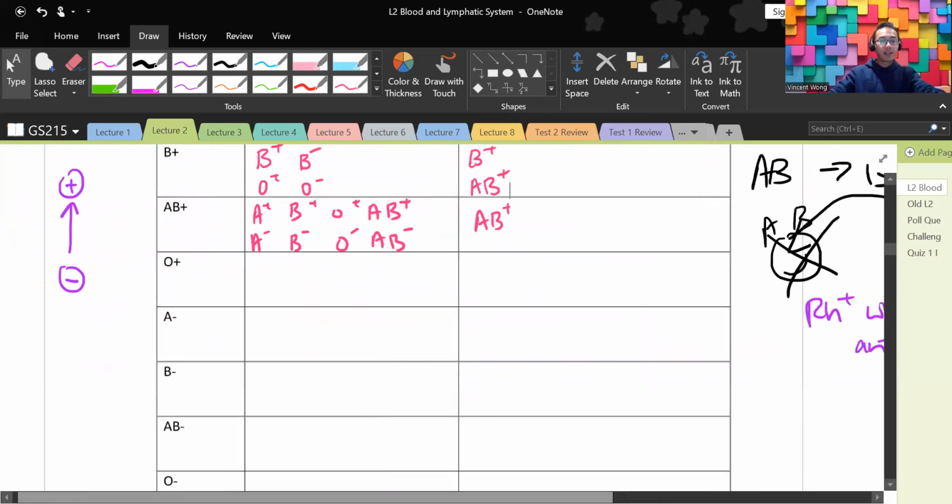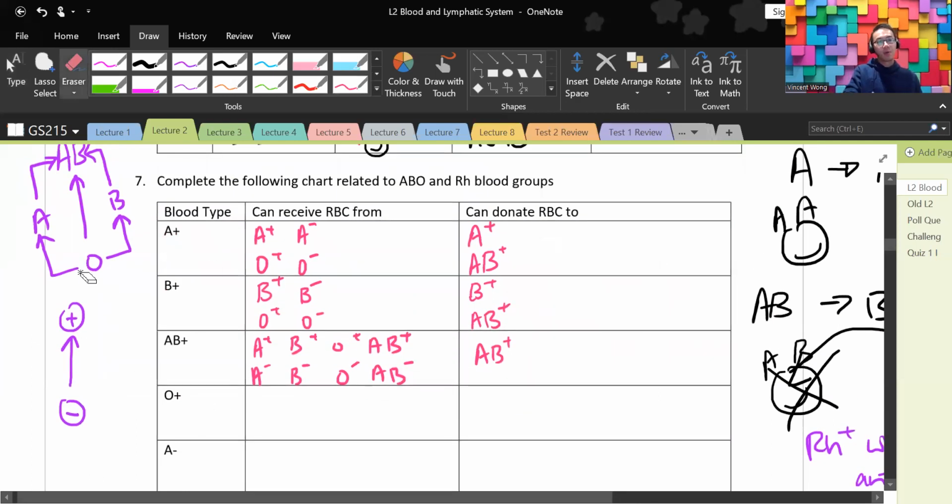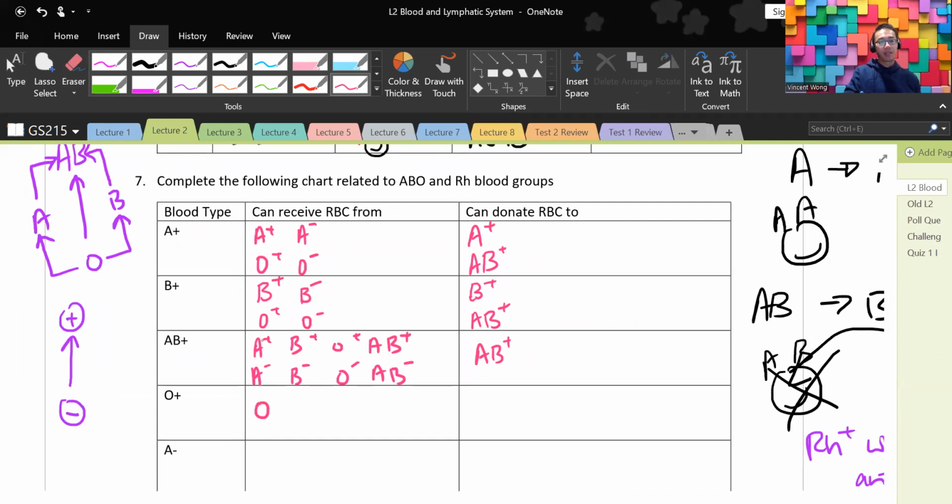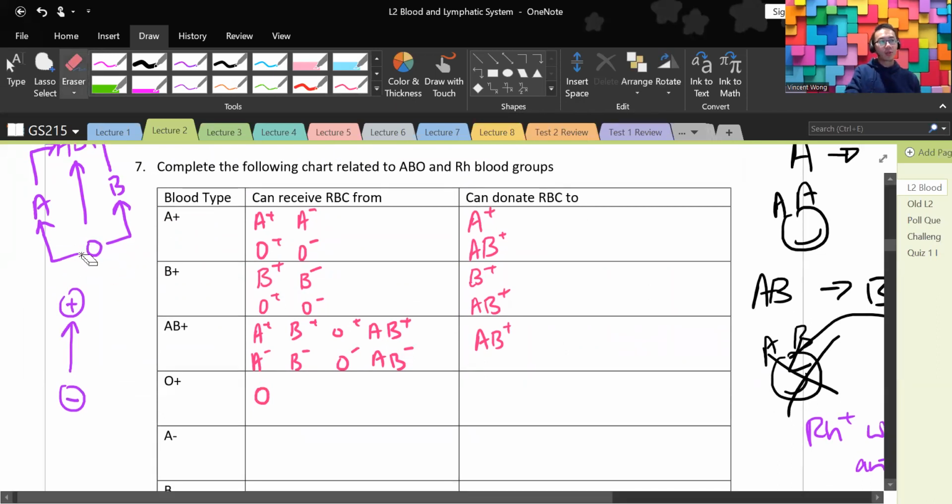So if you're O positive, who can you receive from? Well, if you're O, you can only receive from O. No other arrow points to O, right? So you can only receive from other O's. And because you're positive, you can receive from O positive or O negative. But you can donate to a bunch of people. You can donate to O positive, A positive, B positive, and AB positive, right? Because positive can only give to positives, but O can give to all the others.